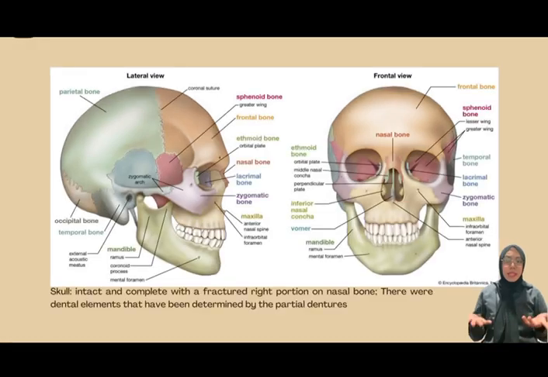As we can see from the picture, this is the skull with labels. The skull was intact and complete, with a fracture on the right portion of the nasal bone, and there were also dental elements that have been determined to be partial dentures.